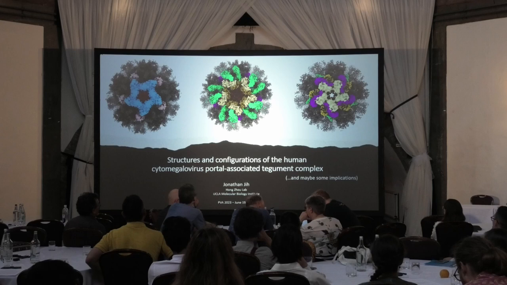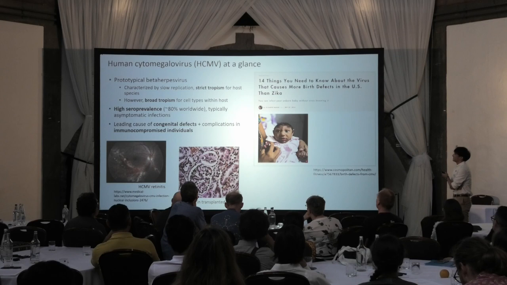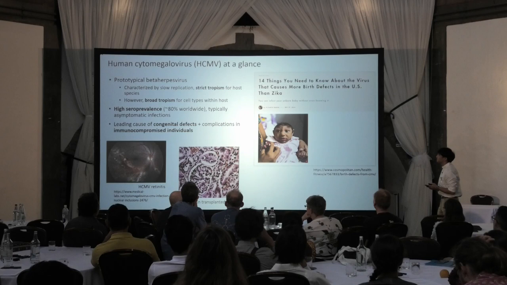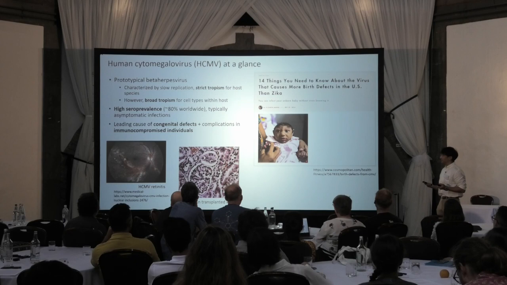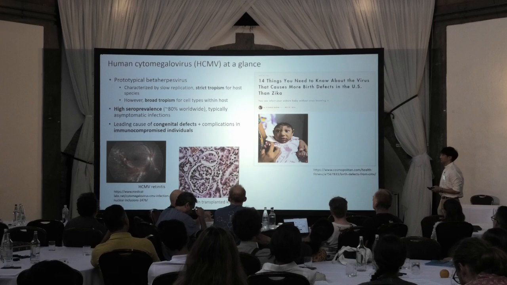So briefly, human cytomegalovirus, or HCMV, is a prototypical beta herpes virus. These are characterized by their slow replication. There's strict tropism for host species, however, a very broad tropism for cell types within hosts. There is a very high seroprevalence. Most of us in this room probably have HCMV without really knowing it, although in healthy individuals, it's typically asymptomatic. However, in the young and in the immunocompromised, it is a leading cause of congenital defects and also complications when it comes to AIDS patients or organ transplants accordingly.